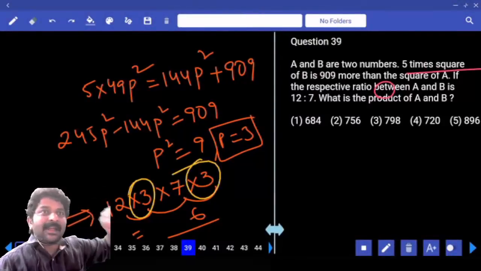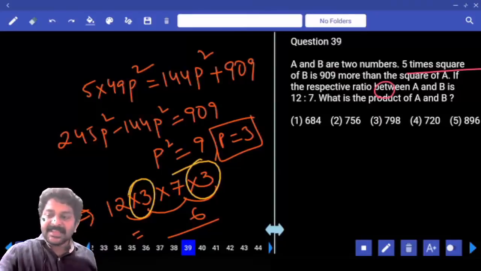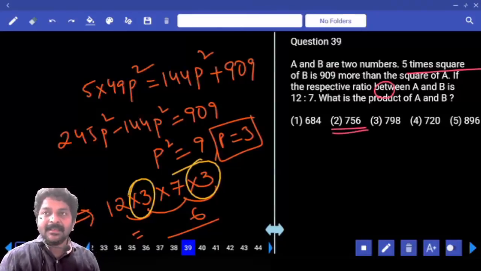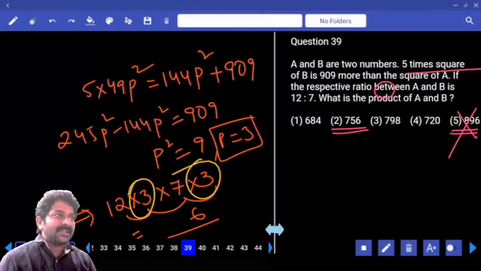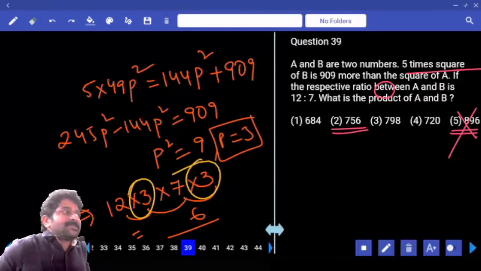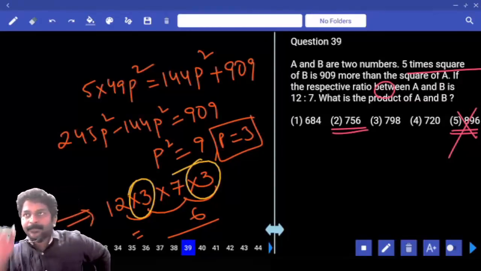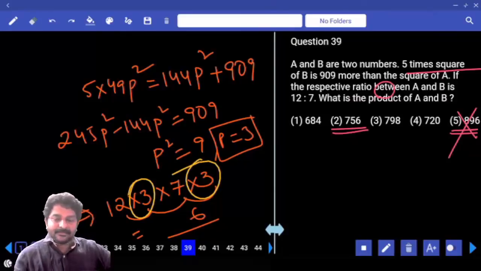9 multiple. 3 into 2 into... Answer becomes 9 multiple, right? Is your second option 9 multiple? Is your fifth option 9 multiple? Answer must end with 6 and must be a multiple of 9. Over.